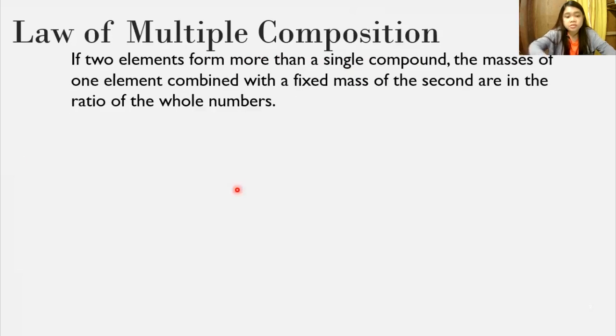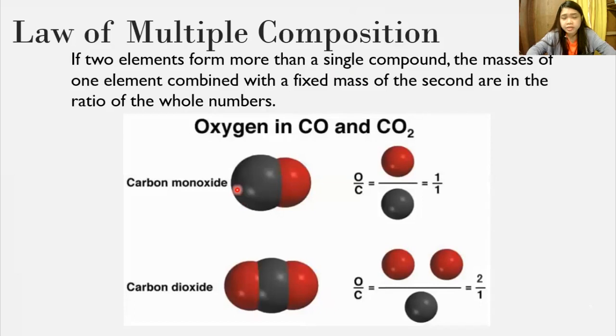For the law of multiple proportions, if two elements form more than a single compound, the masses of one element combined with a fixed mass of the second are in the ratio of whole numbers. So here we have two compounds given. We have carbon monoxide. In carbon monoxide, we only have one carbon atom and one oxygen atom. In carbon dioxide, we have two atoms of oxygen combined with one atom of carbon.